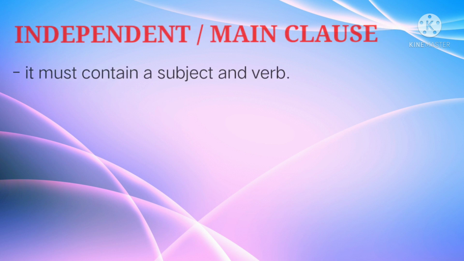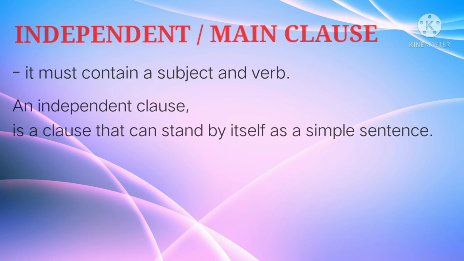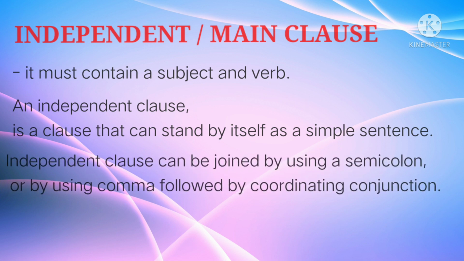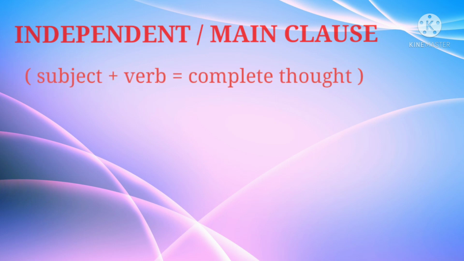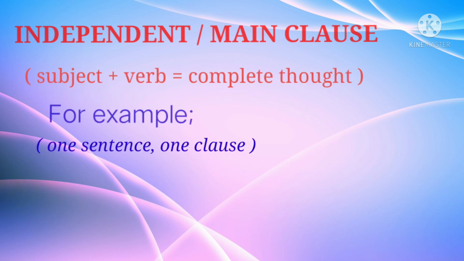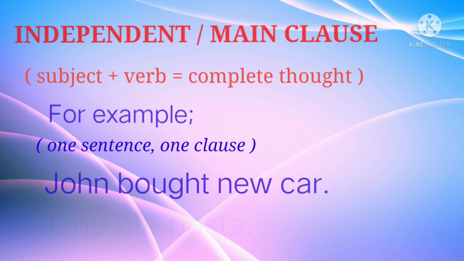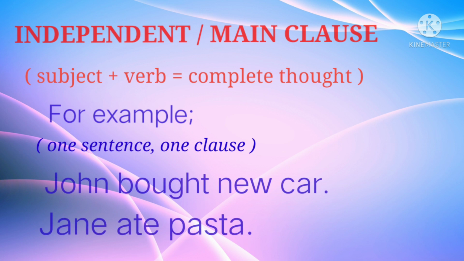Independent or main clause. It must contain a subject and verb. An independent clause is a clause that can stand by itself as a simple sentence. Independent clauses can be joined by using a semicolon or by using a comma followed by a coordinating conjunction. Independent or main clause: subject plus verb is equal to complete thought. For example, John bought a new car. Jane ate pasta.